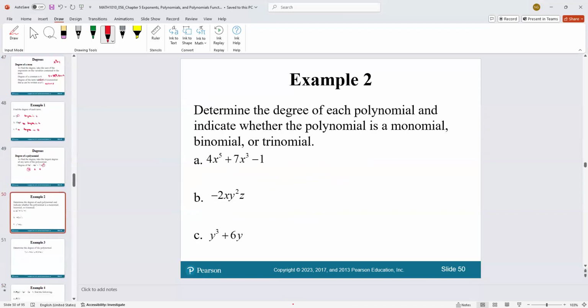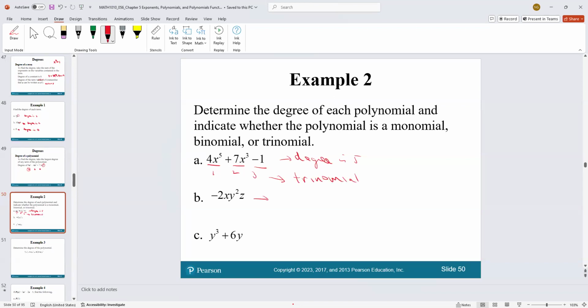With this example, they ask you to determine the degree of each polynomial and indicate whether the polynomial is a monomial, binomial, or trinomial. Look at the first example. What is the degree? Yes, the degree is 5 because the largest exponent is 5. Is that a monomial, binomial, or trinomial? It has three terms, 1, 2, and 3. That's a trinomial, because it has three terms.